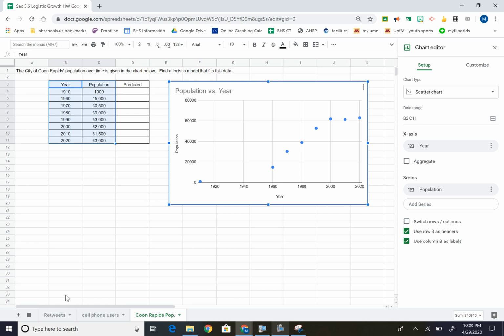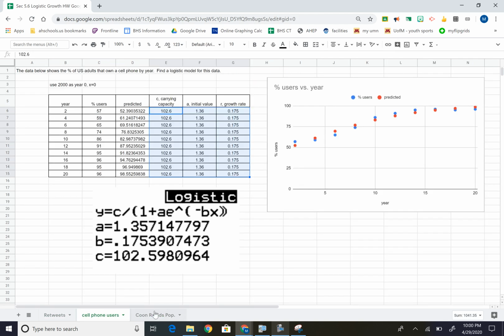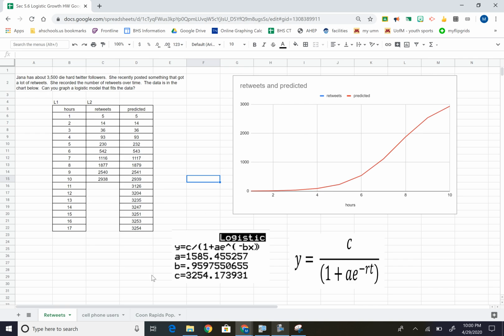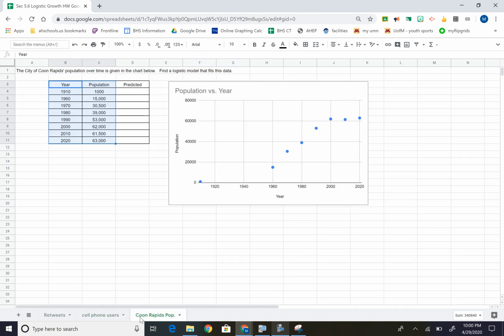All right, so your homework assignment is to turn in this Google Sheet with all 3 tabs having a logistic graph to the data on them. All right, see if you can do Coon Rapids on your own. Email me or let me know if you have questions.